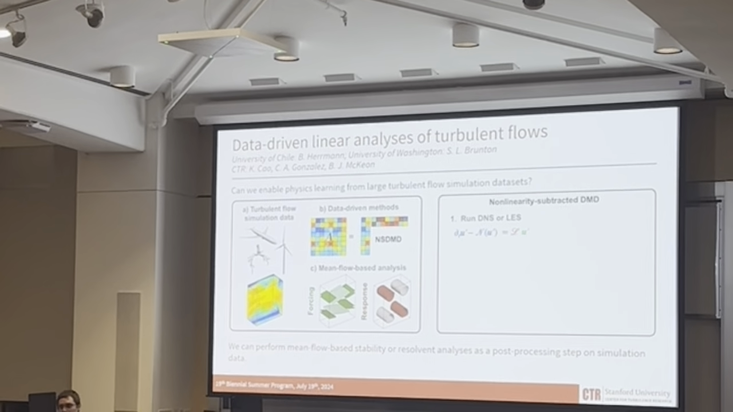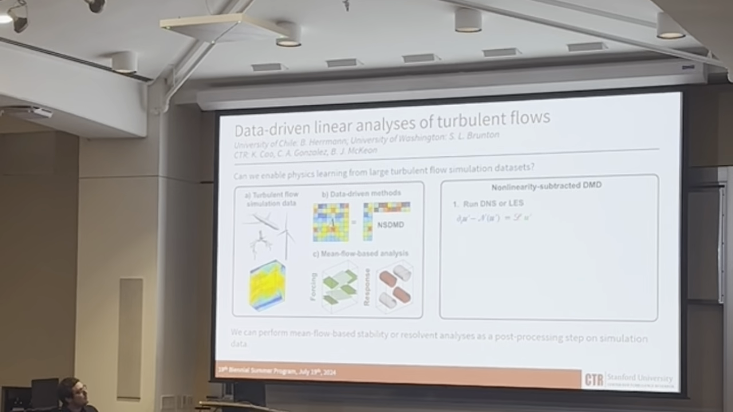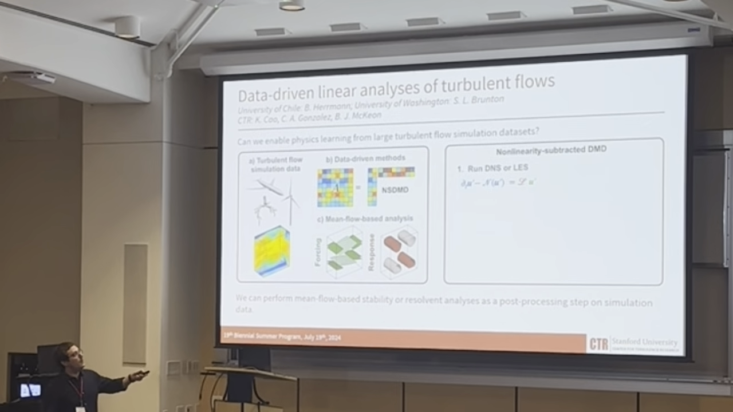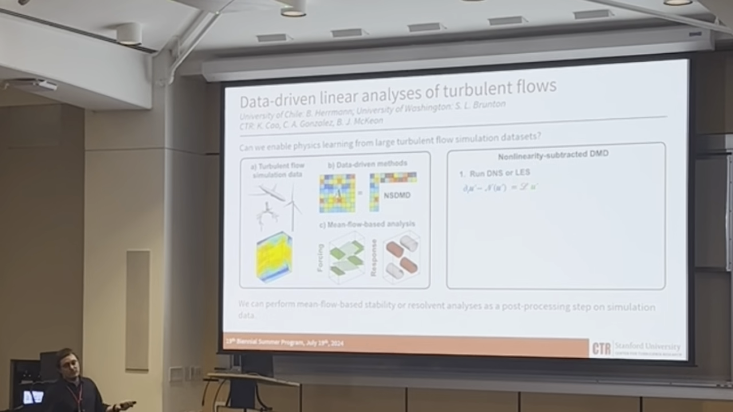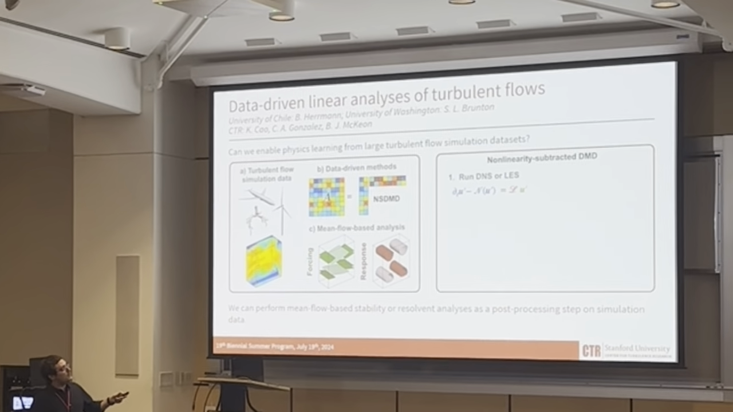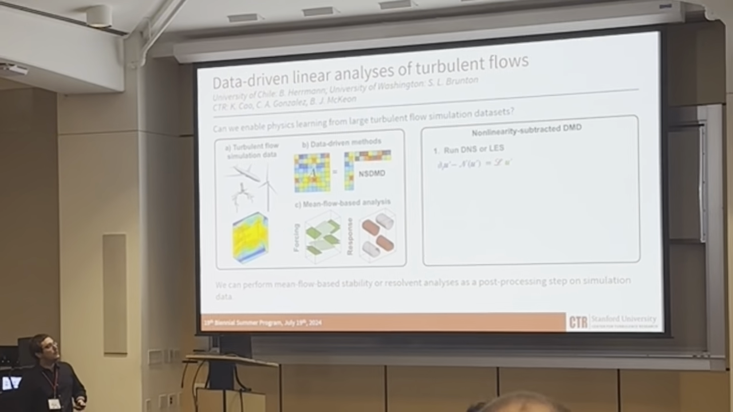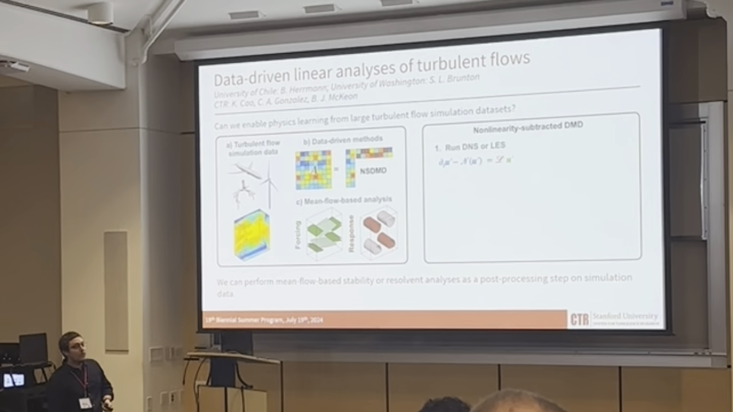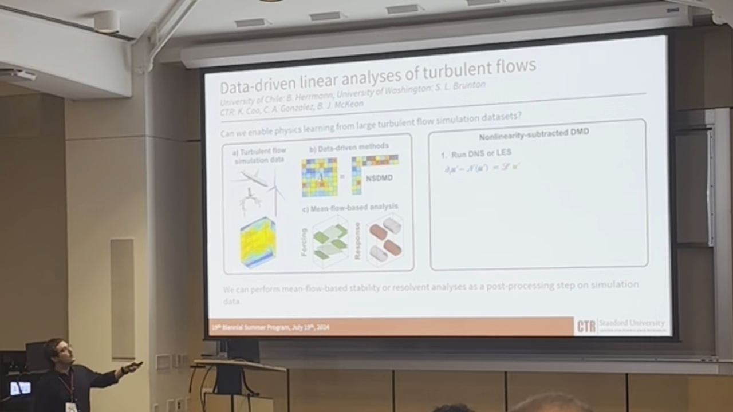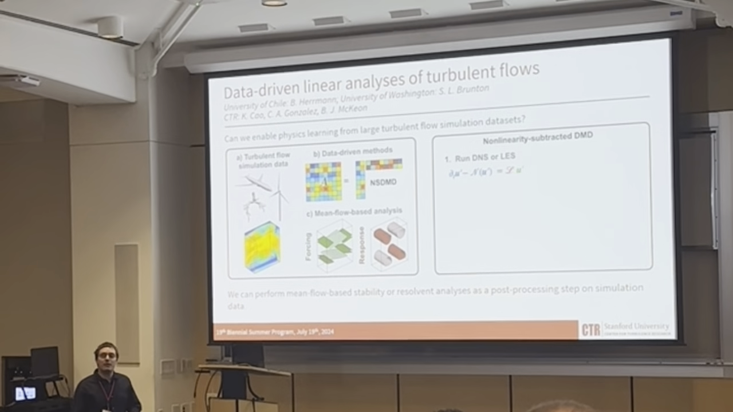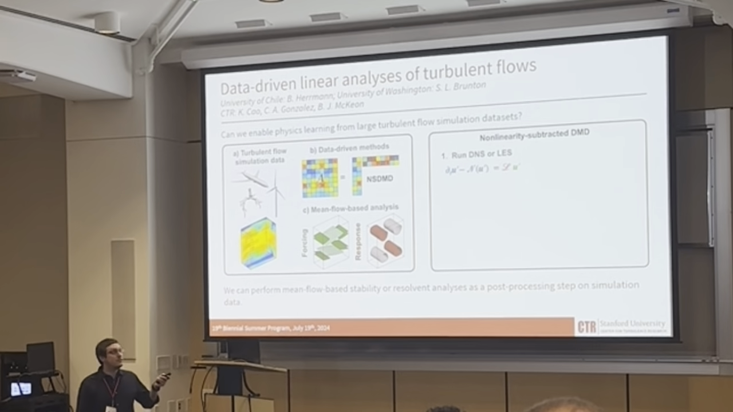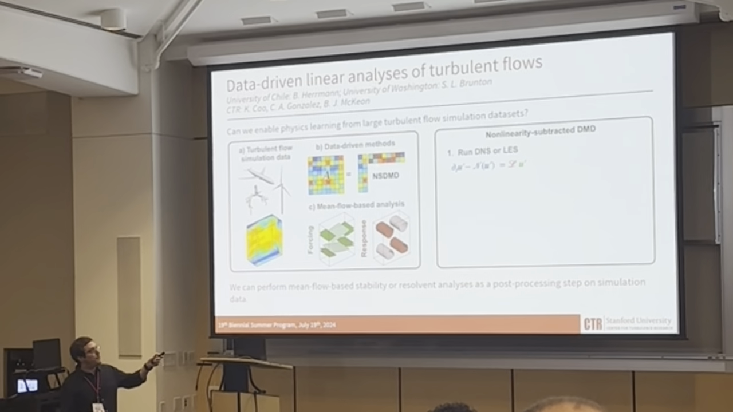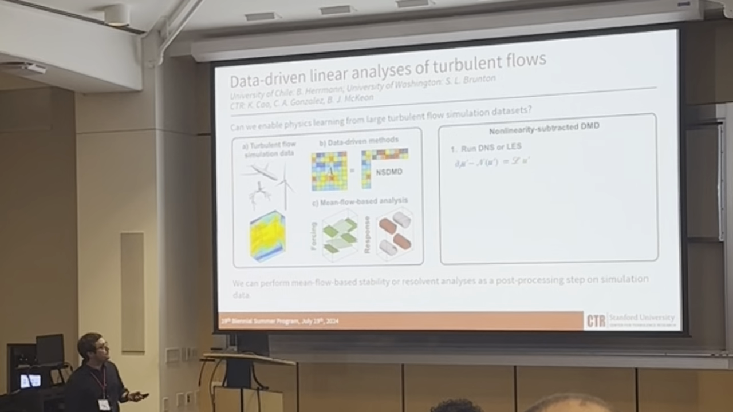The first one is to run a DNS or an LES, and we know that the flow field that we get will be evolving according to some underlying governing equation. That's what our solver is approximating. If this is an incompressible flow, u prime is the velocity perturbation field. In that case, L will be the mean flow linearized operator, and N here are the nonlinearities, which we call the nonlinear forcing in the resolvent framework, although here it's in the time domain. Up to this point, there is nothing data-driven. This is just the physics that we know, that we can express in this form.